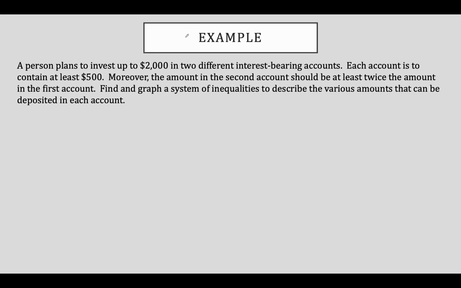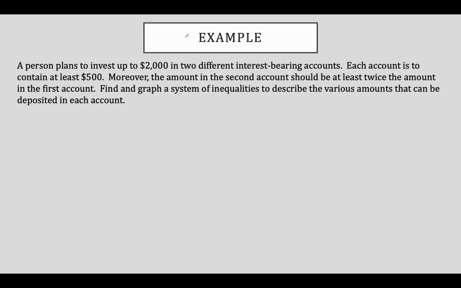Systems of inequalities can also be used to help us in solving word problems. Let's take a look at an example here. A person plans to invest up to $2,000 in two different interest bearing accounts. Each account is to contain at least $500. Moreover, the amount in the second account should be at least twice the amount in the first account. Find and graph a system of inequalities to describe the various amounts that can be deposited in each account.